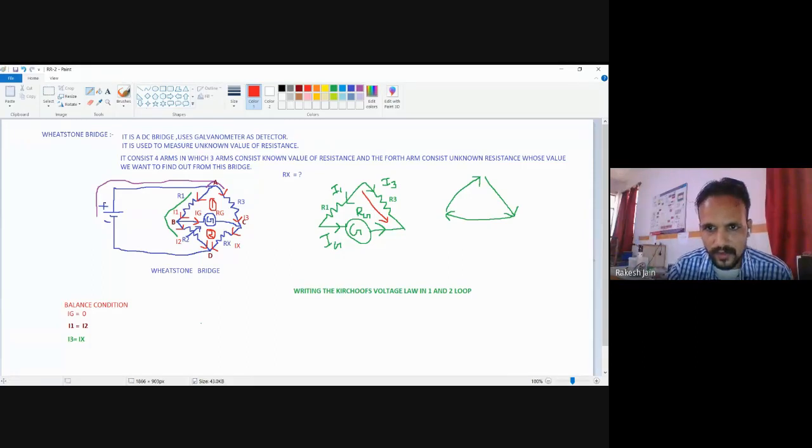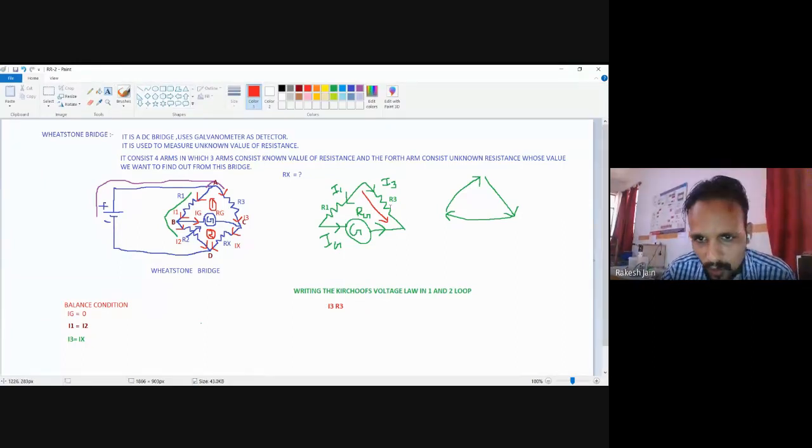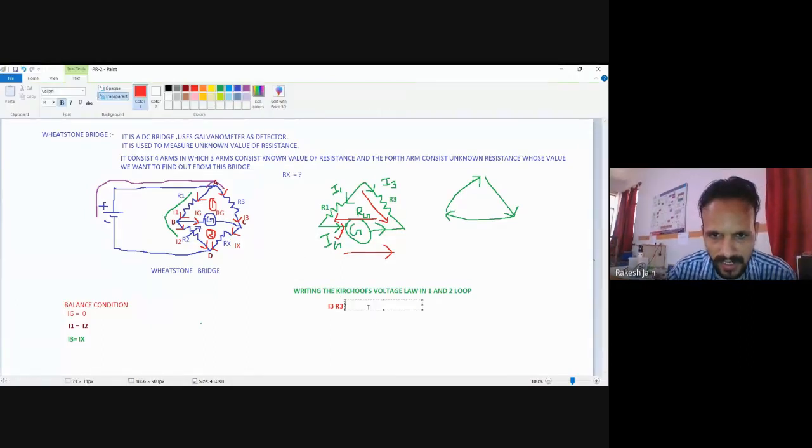So here for the first arm, R3 is the resistance and I3 is the current. What is the voltage from Ohm's law? The voltage is I3 R3, because current multiplied by resistance is the voltage. Now for the next one, I have to go in this direction, because I use the clockwise direction. But the original direction of this current Ig is opposite to my direction, so I have to use a negative sign for that.